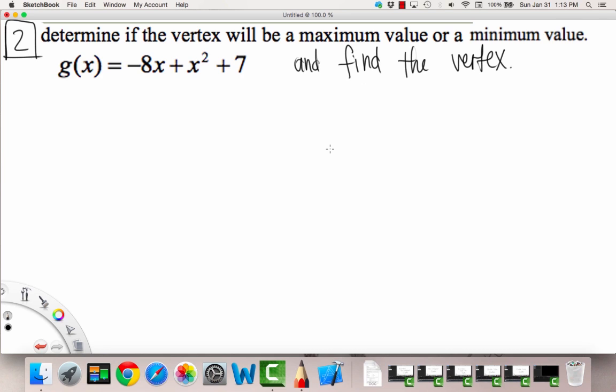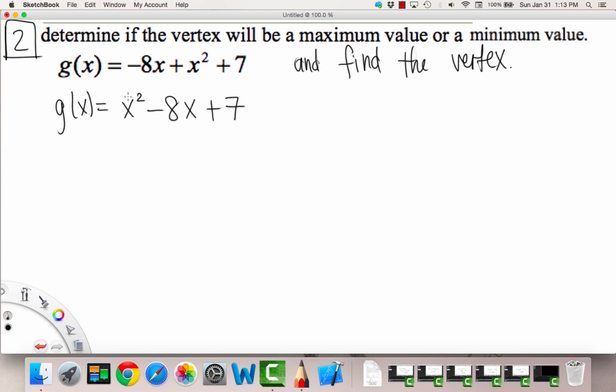Okay, question number 2 says determine if the vertex will be a maximum value or a minimum value, and we're going to find the vertex. Okay, so the first thing is to rearrange this in descending order so you can see what kind of graph it really is. So we have x squared minus 8x plus 7. So this is definitely quadratic, right? Because we have the highest power as a squared, or 2.